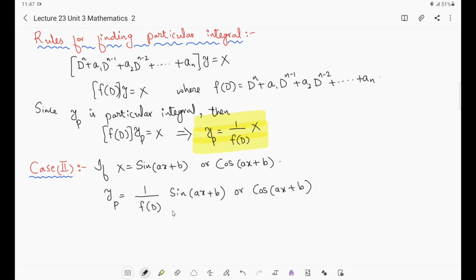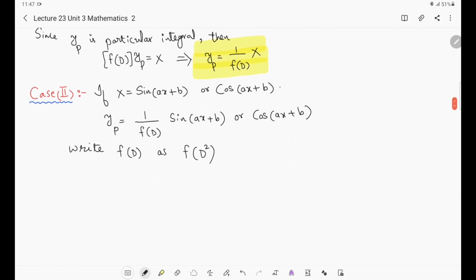If X is of this form, then the particular integral is given by like this, and what we have to do now, write f(D) as f(D^2), means wherever D is there, try to make that as D^2. Then yp equals 1 by f(D^2) times sine of (ax plus b) or cos of (ax plus b). If cos is given, we have to consider only cos. If sine is given on the right hand side, we have to consider only sine.